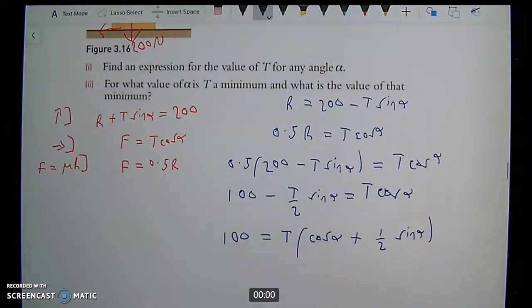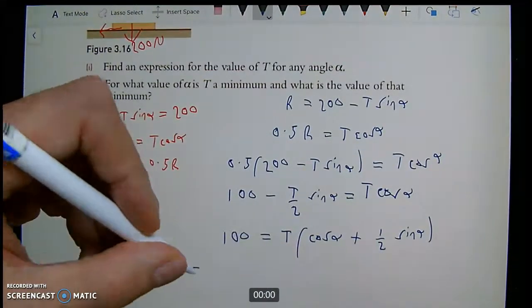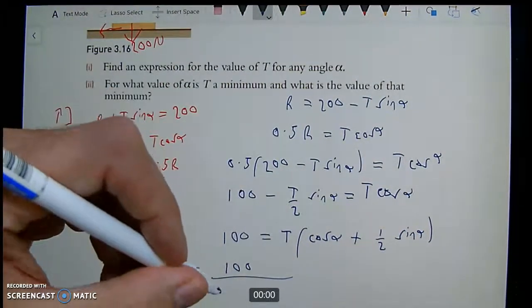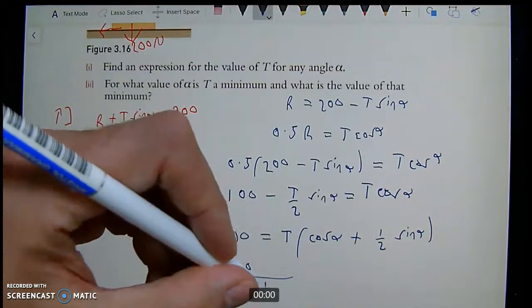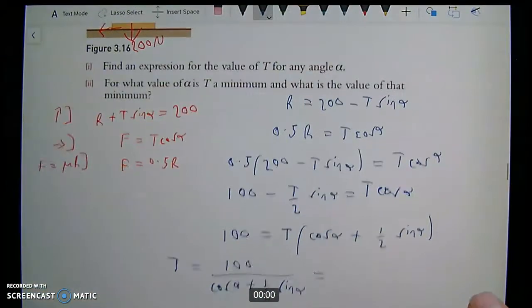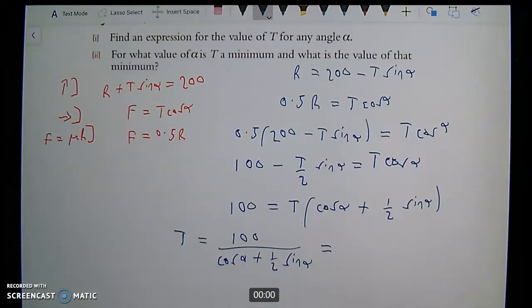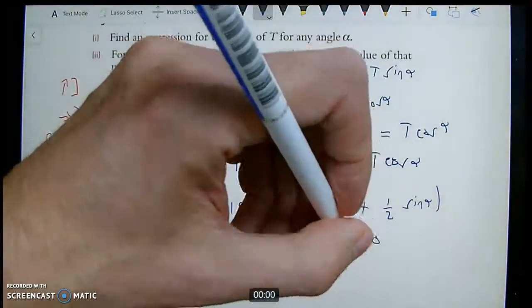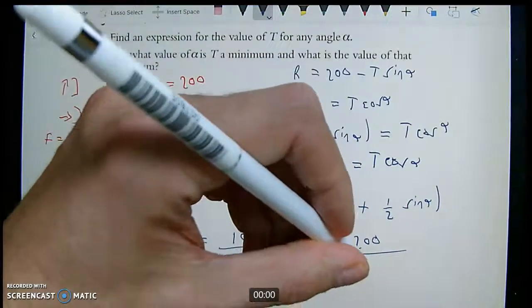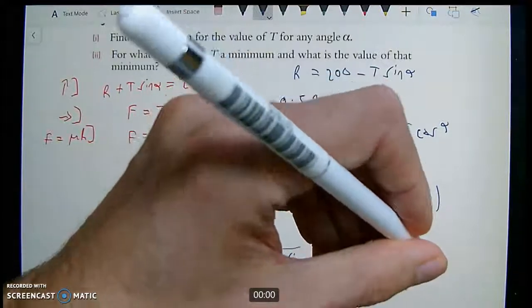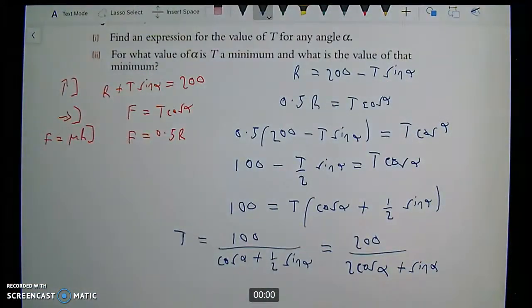So then t in terms of alpha, divide through by the bracket, and we get t is equal to 100 over cos alpha plus half sine alpha. And if you don't want any fractions within the expression, then we can times through by 2 on top and bottom, and we could write it as 200 over 2 cos alpha plus sine alpha. And that completes part 1.